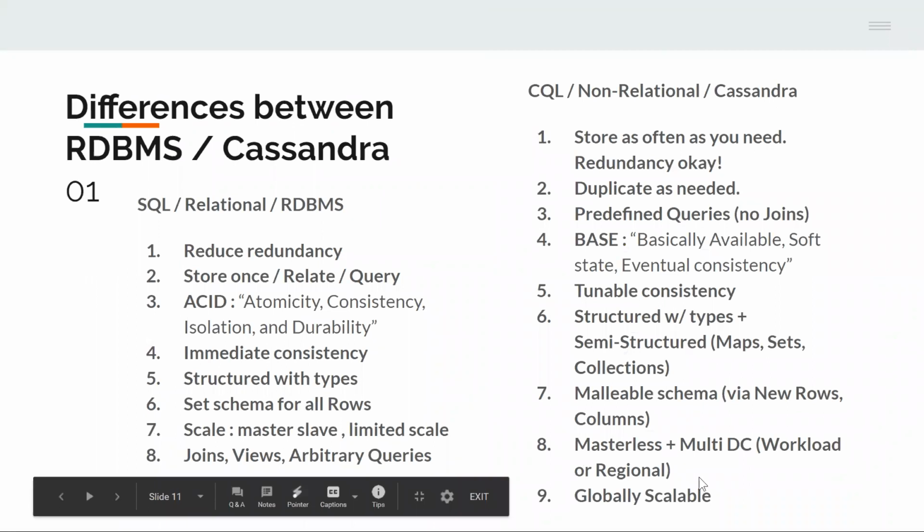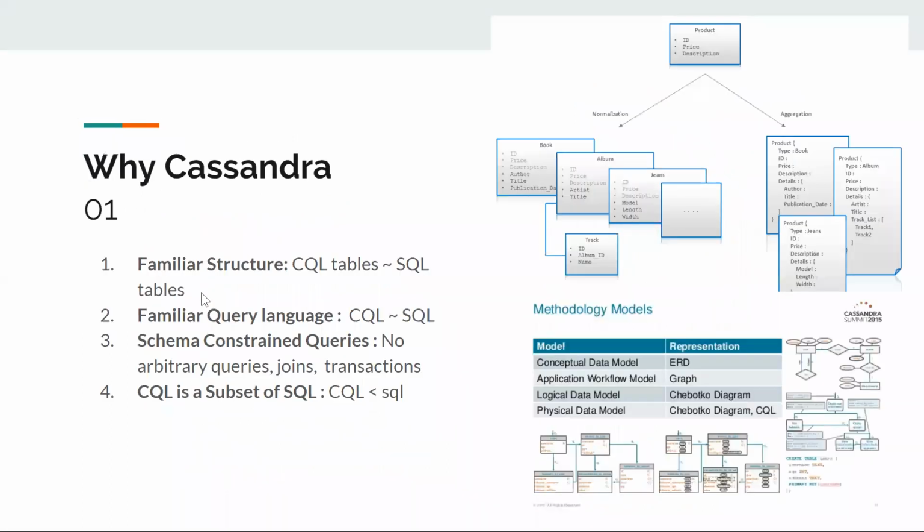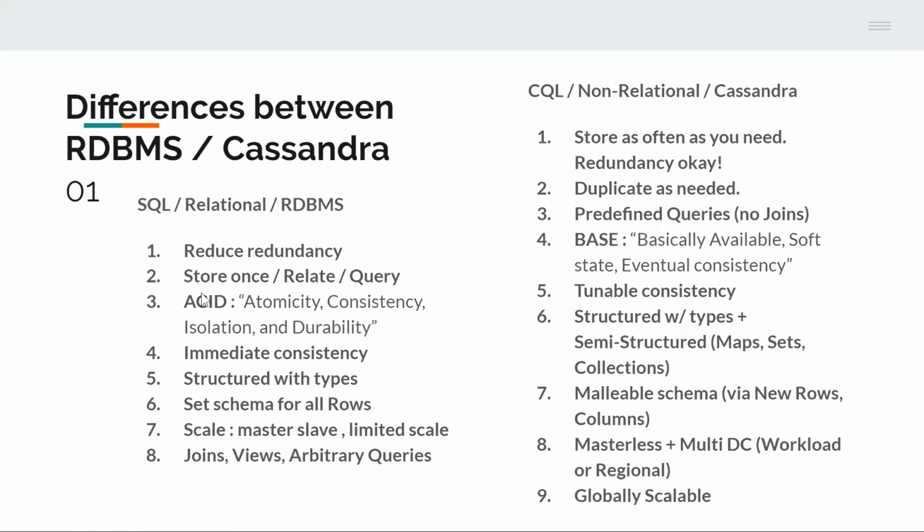We did actually just talk about a few of the differences, but the major differences are, well, in a relational world, we try to reduce redundancy. In a non-relational Cassandra world, you can store that information as often as you want. Disk space is cheap, right? Duplicate it as needed. In relational, we store once, we relate and we query. In Cassandra, we have predefined queries, and that's how we store data.